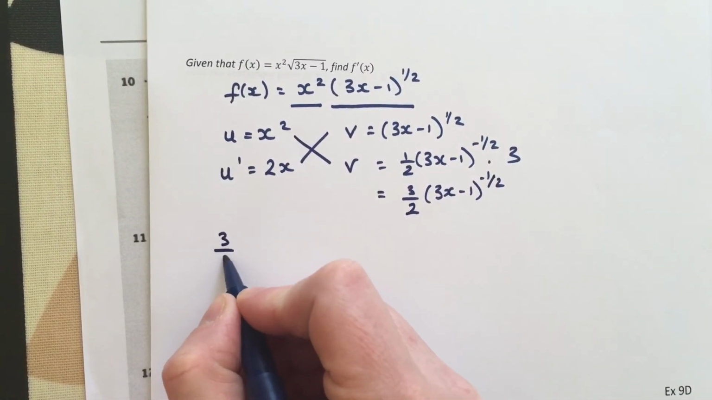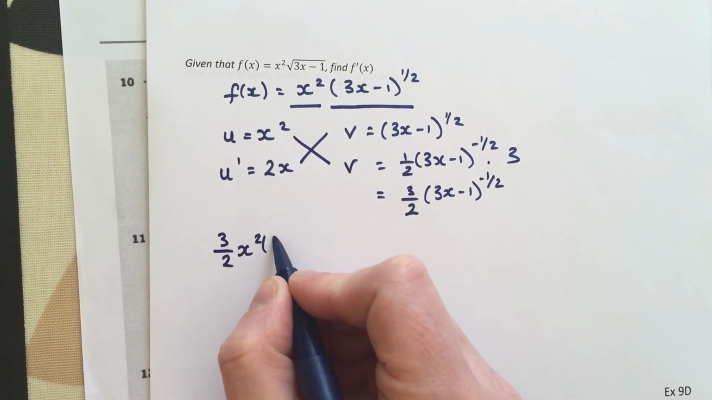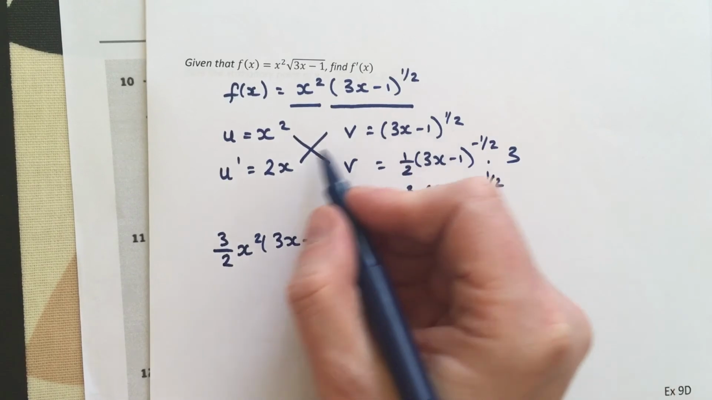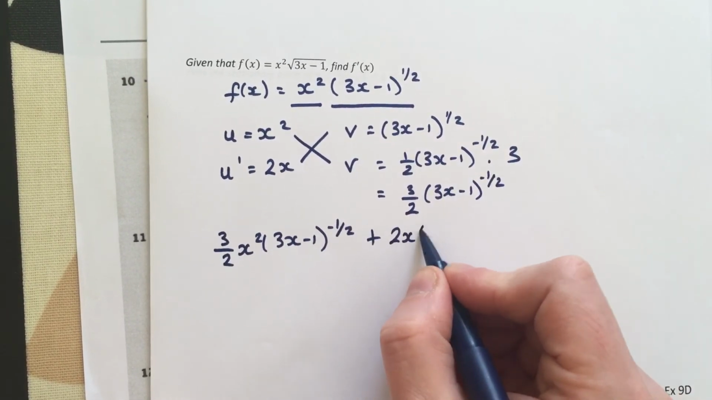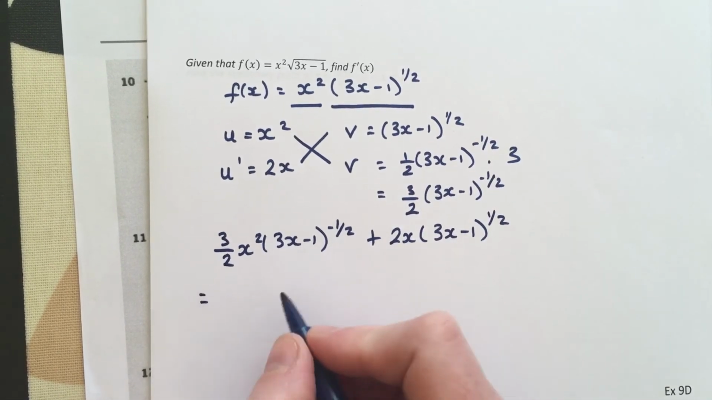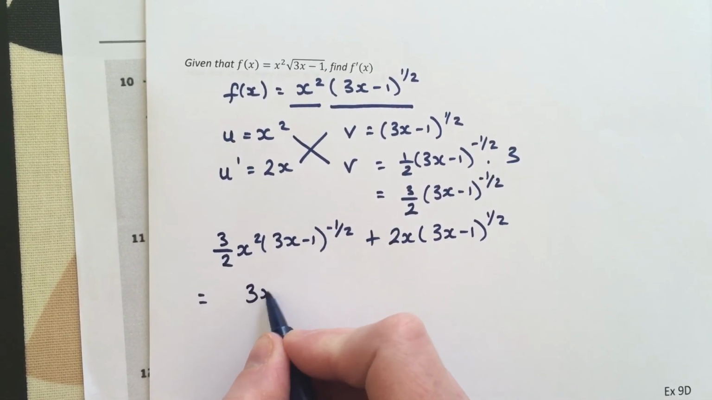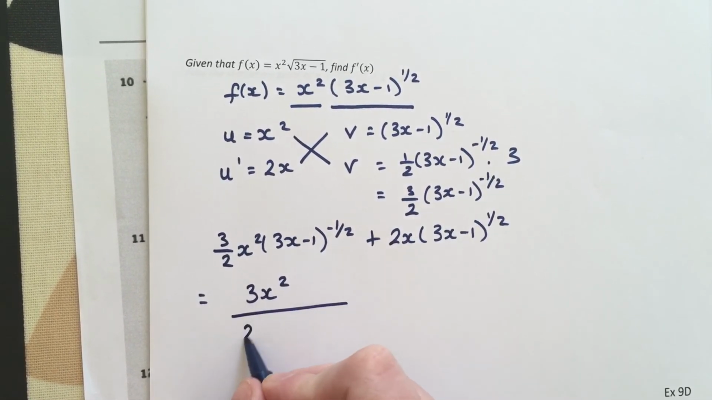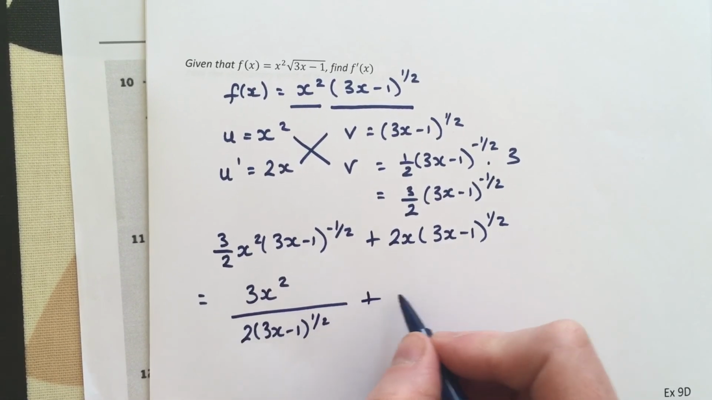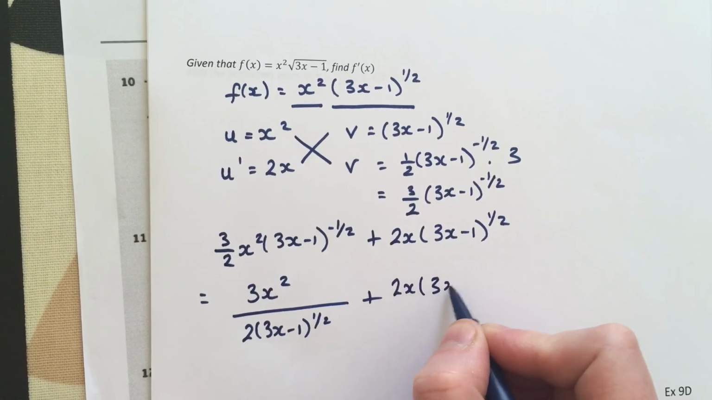So we have 3 over 2 x squared times 3x minus 1 to the minus a half, plus these two multiplied, 2x times 3x minus 1 to the half. Let's just tidy this bit up a bit. So 3x squared on top, and 2 lots of 3x minus 1 to the half on the bottom, plus 2x times 3x minus 1.